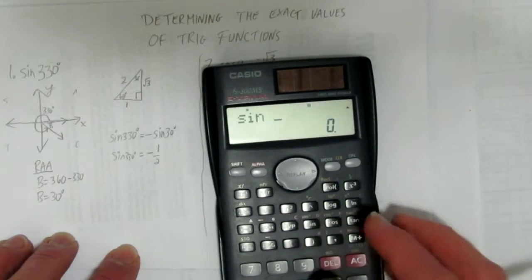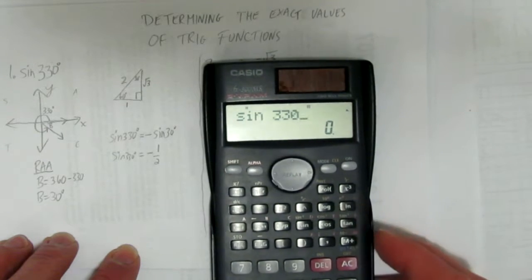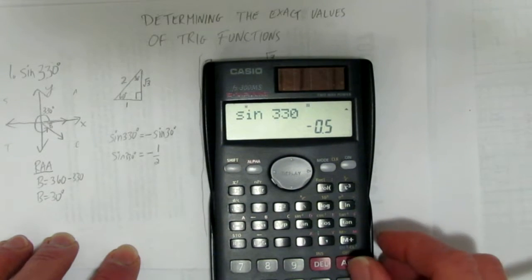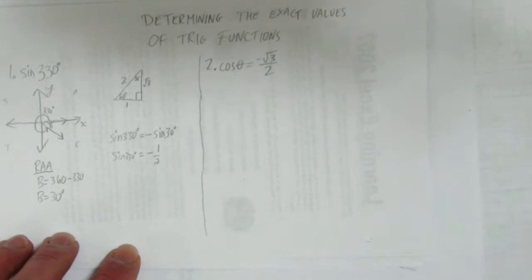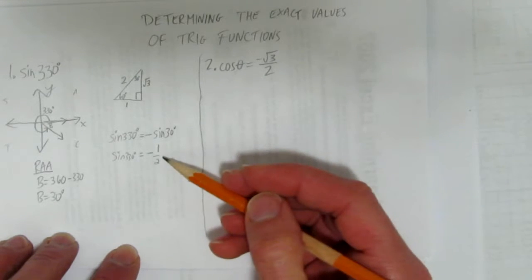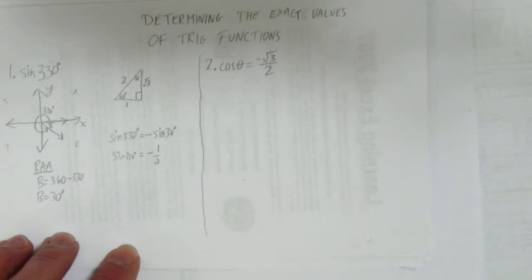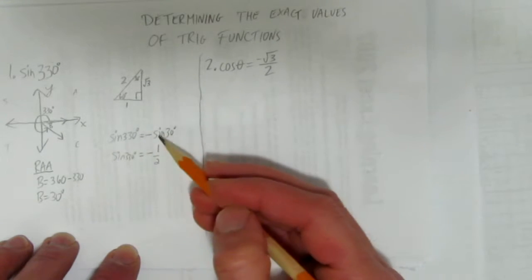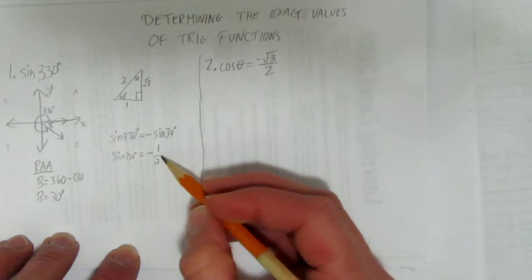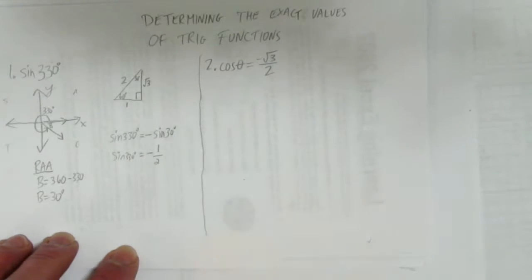Done. You could check it on your calculator if you want to. What's the sine of 330? You get negative 0.5. But we've solved it without our calculator, which is good. It worked out to a nice even number. But if it had been a fraction or a radical like this one, it would have been nice to use this method because it gives us an exact answer as a fraction, no decimals, which is what this question's asking. Let's look at question 2.